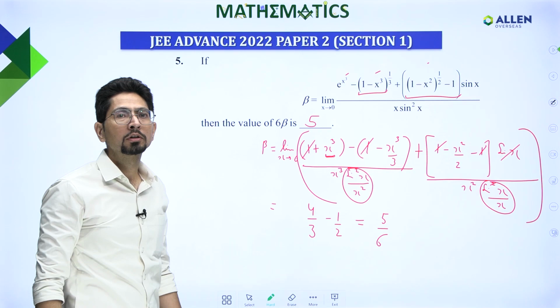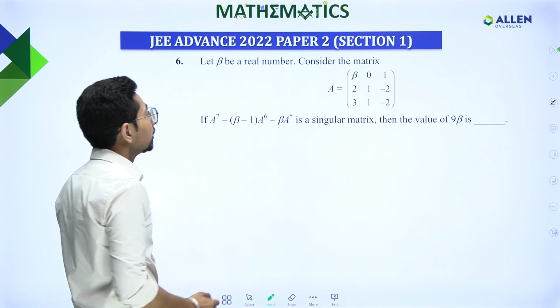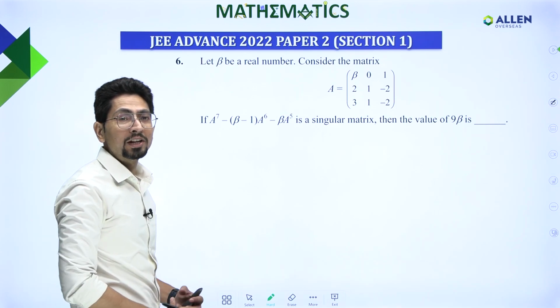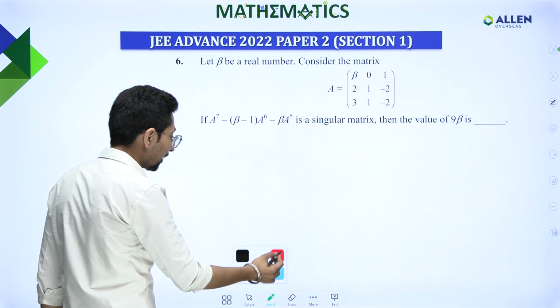Proceeding with the next question. Next is a matrix question. See, all chapters are covered very efficiently, right? All diversity is well planned.